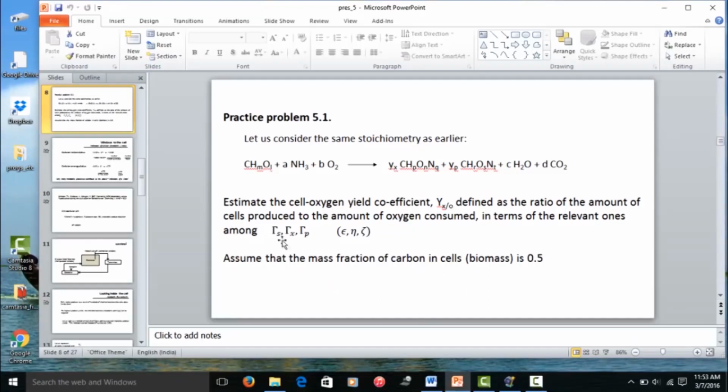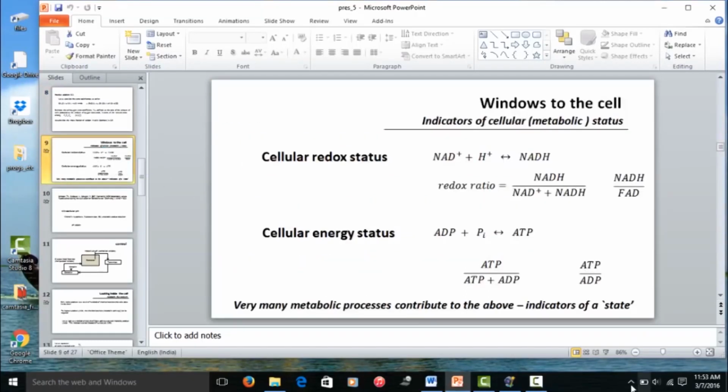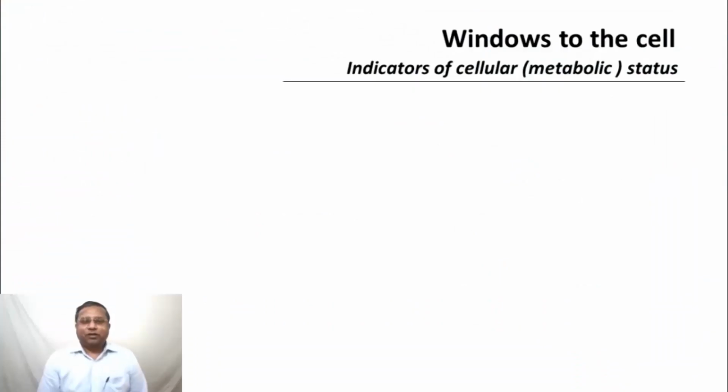Now let us go forward with the module itself, the module 5. We are going to begin talking about windows to the cell. Now we said we will first consider it as a black box, the cell, and then we'll open up windows and look through the windows to see what is happening inside the cell.